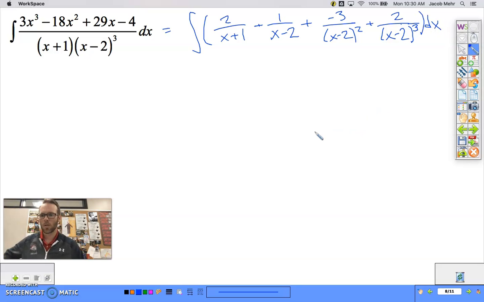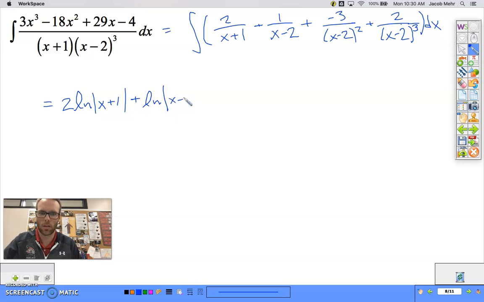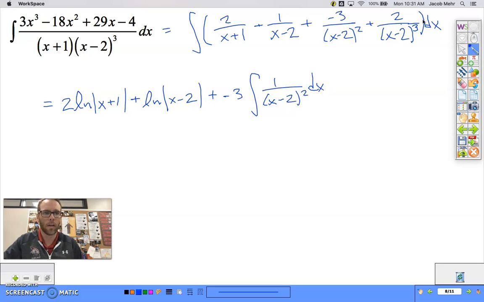All right. So now let's integrate. What is the integral of 2 over x plus 1? 2 natural log the absolute value of x plus 1, plus the integral of 1 over x minus 2, natural log of the absolute value of x minus 2, plus, how do we do this with that x minus 2 squared? Well, if you're unsure, you can always just write it like this for now. Like that. And then how about this one?